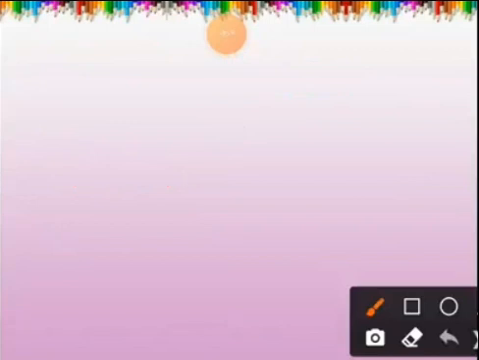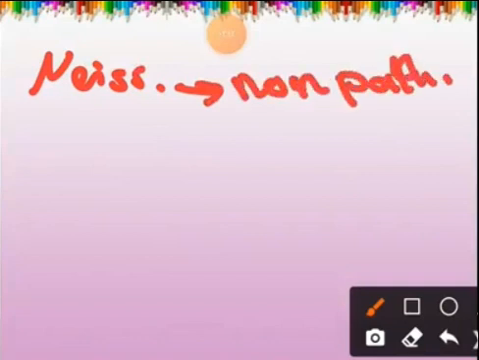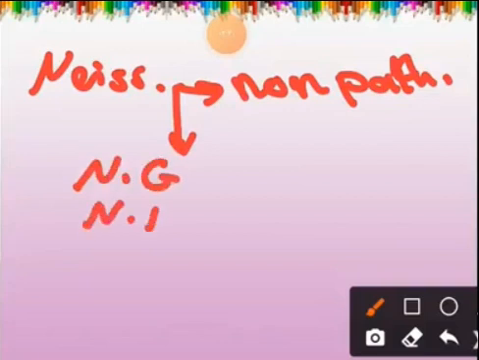Regarding the Neisseria species, we have non-pathogenic species which are present as normal flora in the mucous membrane of the upper respiratory tract, and we have two pathogenic species, Neisseria gonorrhoeae and Neisseria meningitidis. These are the important two pathogenic species.